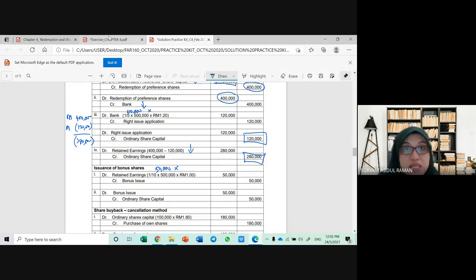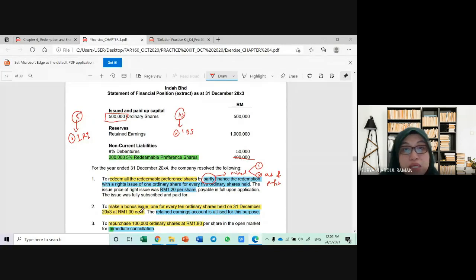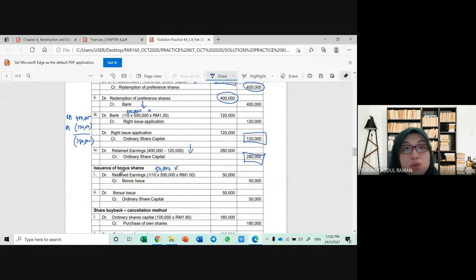Okay, the question said that you will issue at 1 ringgit each and you are going to utilize the retained earnings account. So debit retained earnings, because again you will take the amount of money from this account. Because for a bonus share, you won't get money from your shareholder. Instead, you are giving them for free. So you need to use your own reserve, your own money.